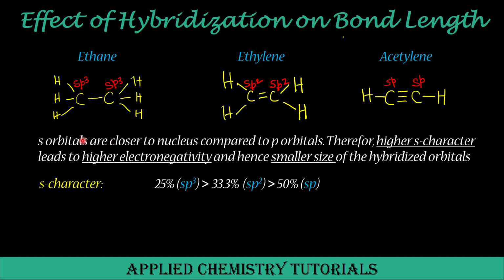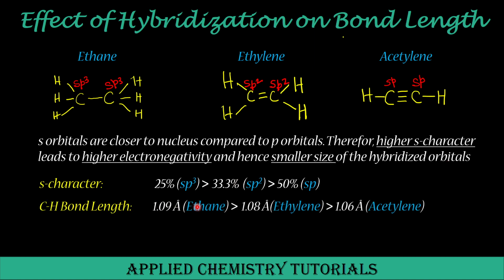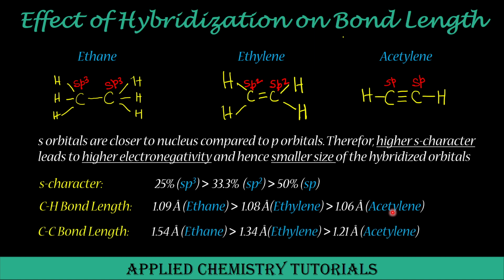Now it is well known that s orbitals are closer to the nucleus compared to the p orbitals. Therefore, higher s character leads to higher electronegativity and hence smaller size of the hybridized orbital. The smaller size of the hybridized orbital has an effect on the bond length. As you can see for the CH bond length, as we go from ethane to ethylene to acetylene, s character increases, so the electronegativity increases, hybridized orbital size decreases, so the bond length also decreases. And the effect is more pronounced for the CC bond length. As we are moving from ethane to ethylene to acetylene, the CC bond length decreases a lot.